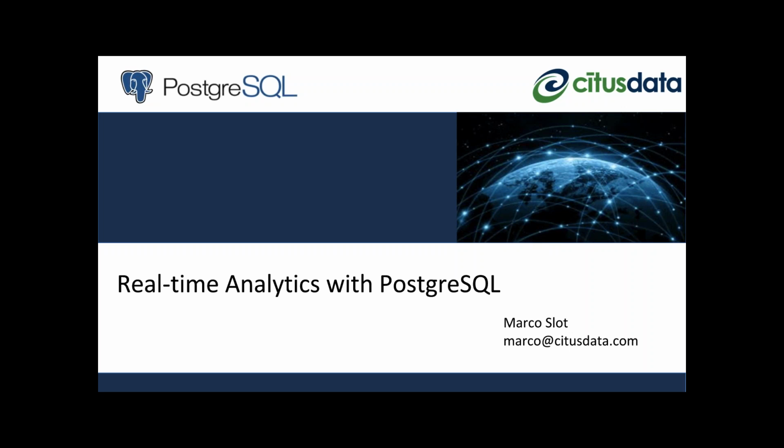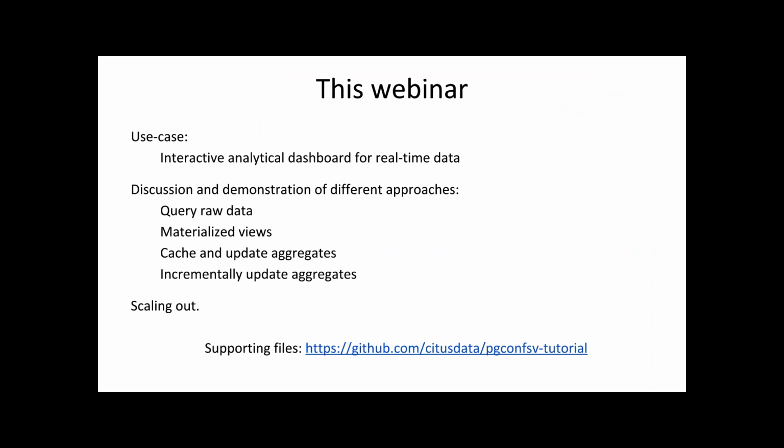This webinar is partly based on a tutorial we did a few weeks ago at PGConf Silicon Valley. We had some of the examples that are in the slides. You can actually find files for that in the GitHub repository on this slide, citusdata/pgconfsv-tutorial. So if during the webinar or after the webinar you want to try out some of the examples, you can find them in there.